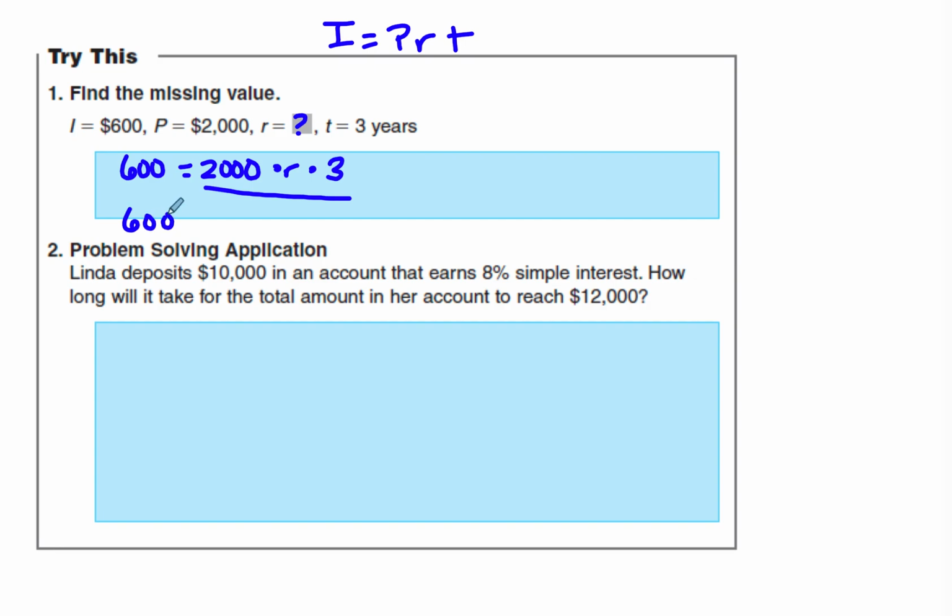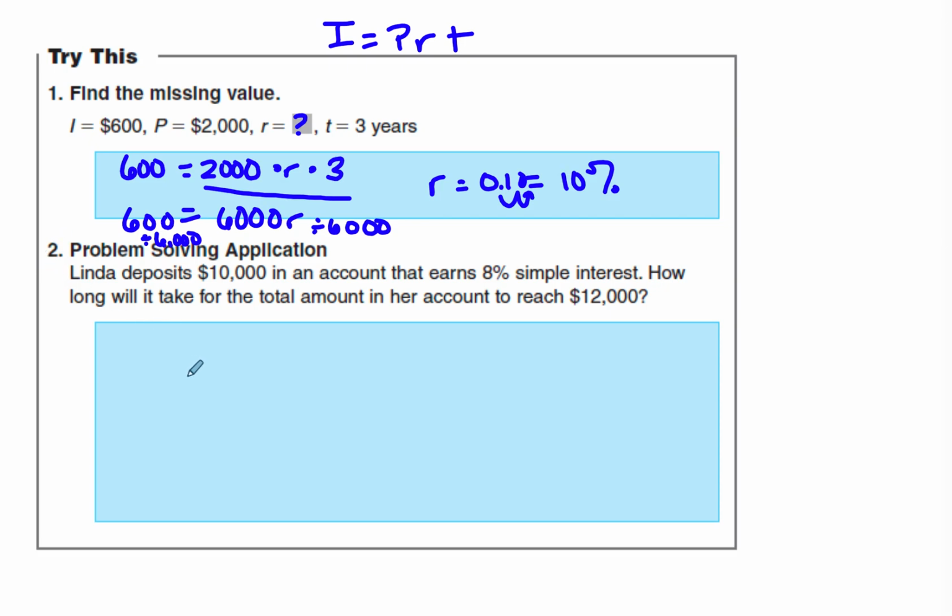We're going to multiply everything on the same side of the equation. 2,000 times 3 is 6,000. So we have 600 equals 6,000R. We're going to divide both sides by 6,000. All right, and when we do 600 and we divide by 6,000, we get R equals 1/10. That is the decimal form. We need to make it the percent form, so that's going to be 10%. We move the decimal 2 places over to the right and add a placeholder 0.